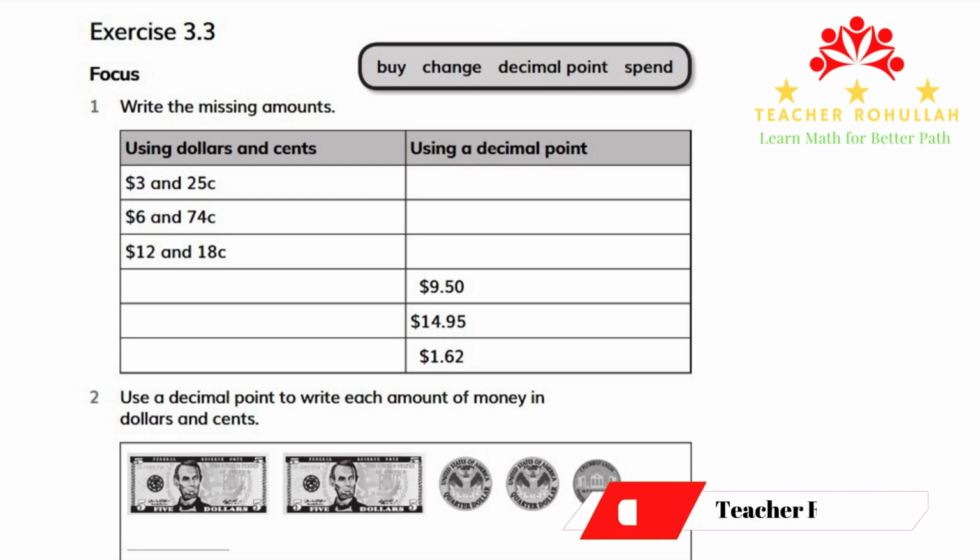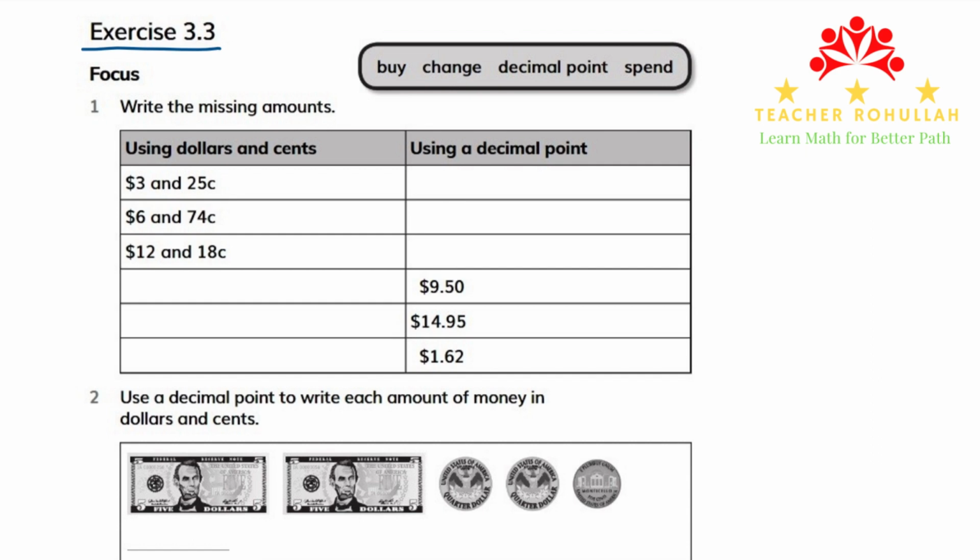In this video, I'm going to work on exercise 3.3 of Cambridge Primary Mathematics Workbook 3. And all the questions covered here are about money. We will work on how to write money using dollars and cents or decimal point, and how to add and subtract money.